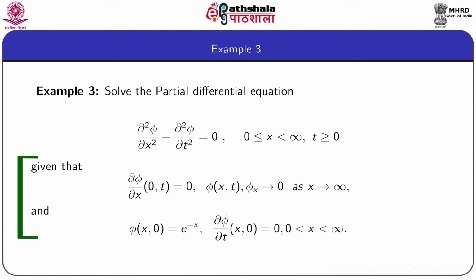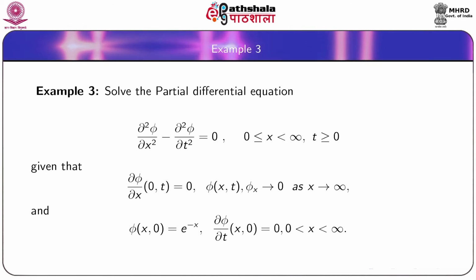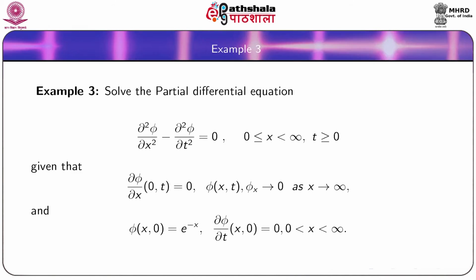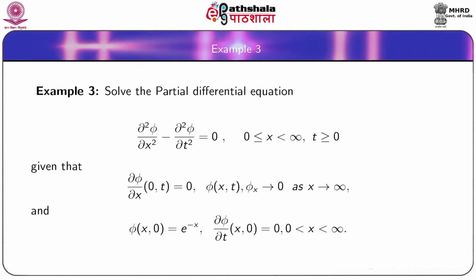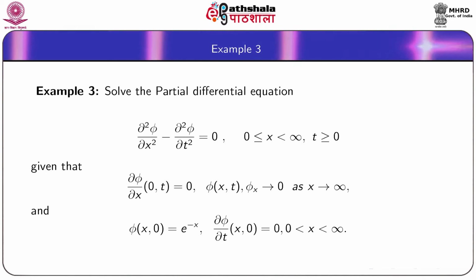The conditions are ∂φ/∂x at x = 0 is 0, φ tends to 0 as x tends to infinity, and φ at t = 0 is e^(−x), and ∂φ/∂t at t = 0 is 0. X is from 0 to infinity.